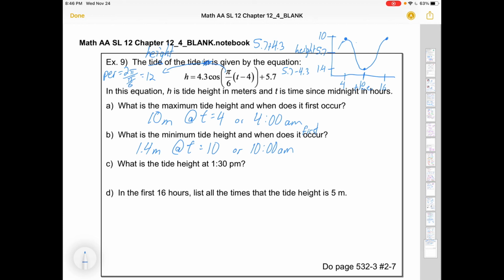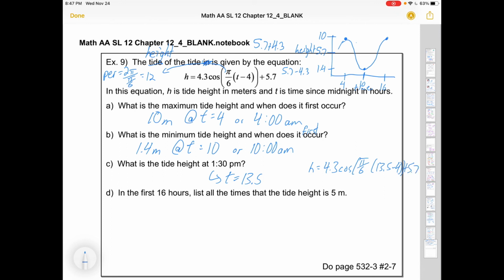Our next question is, what's the tide height at 1:30 p.m.? So this is kind of sneaky. They're telling us 1:30 p.m. T is just hours since midnight. So at 1:30 p.m. you'd be 13.5 hours since midnight. And we just need to sub that into our equation: 4.3 cos of pi over 6 times (t, which is 13.5, minus 4), plus 5.7.